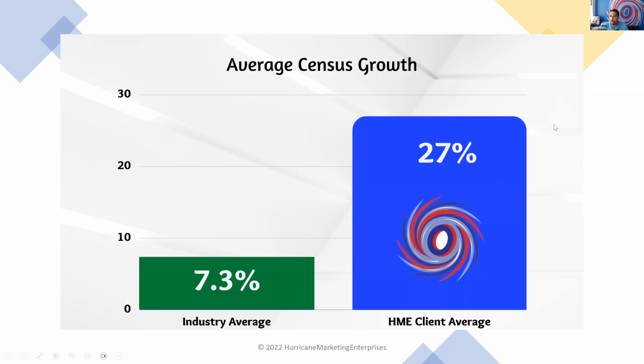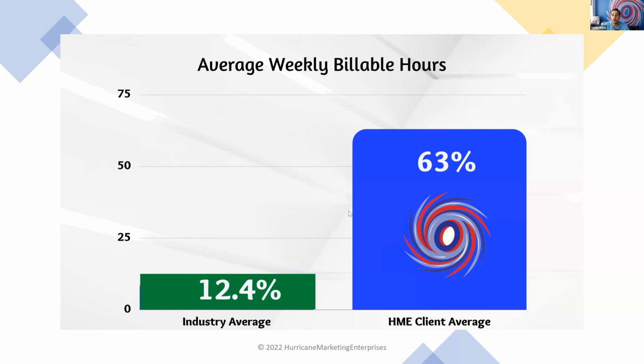Client census growth, this is the number of patients on a census. Most agencies grow about 7% in their census year over year, just from the latest home care pulse data. My clients usually grow their census on average 25% or greater year over year. They grow their weekly billable hours. Industry average is about 12%. My clients grow their weekly billable hours about 60% greater than what they did the year before.